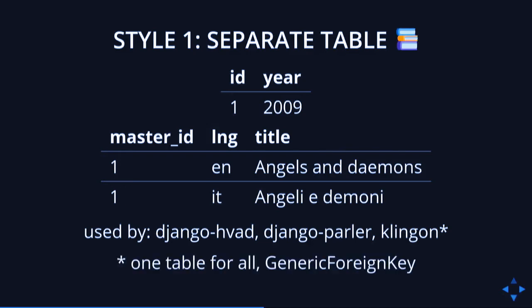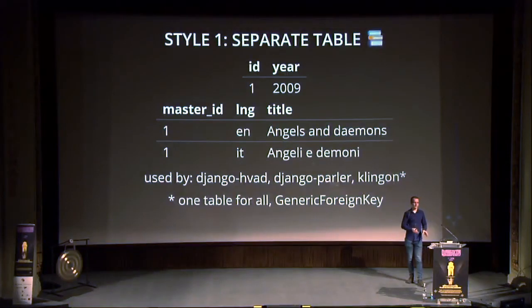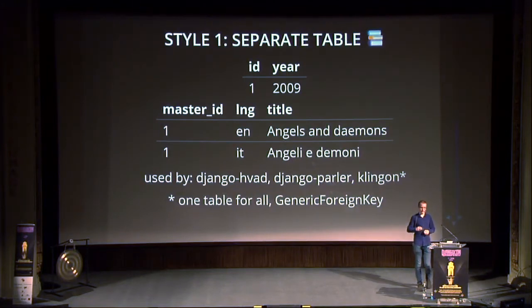Klingon has only one table for all of your models and uses a generic foreign key to refer to the original model, while Parler and Hvad have one translation table per model table. This design of having multiple tables is very clean when looking at it from a database point of view, because it's how you probably should do it in a relational database.